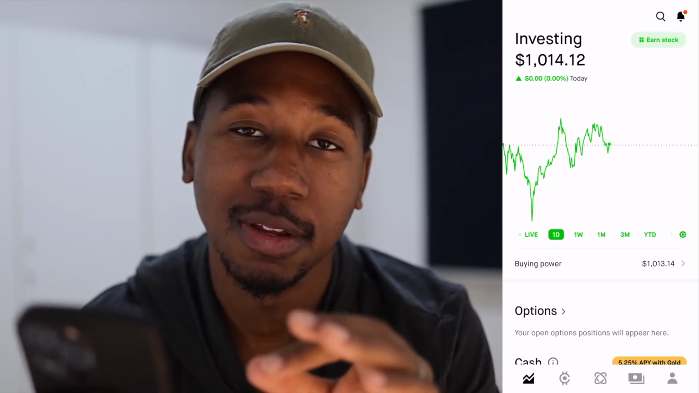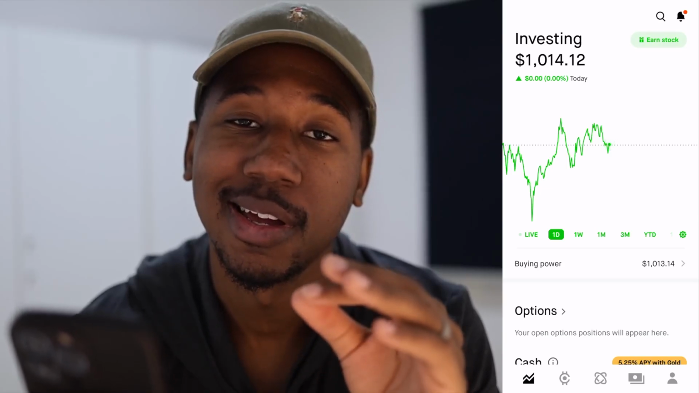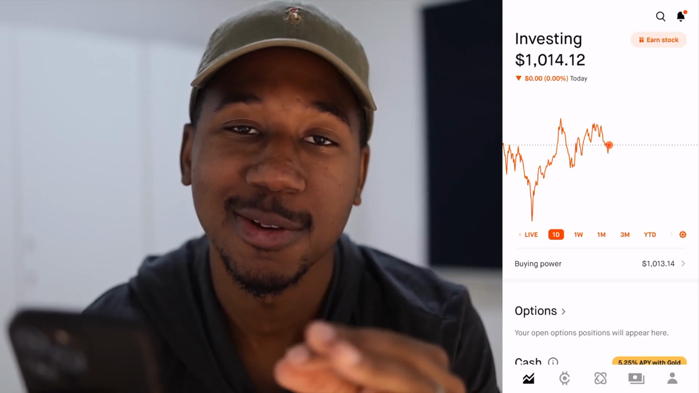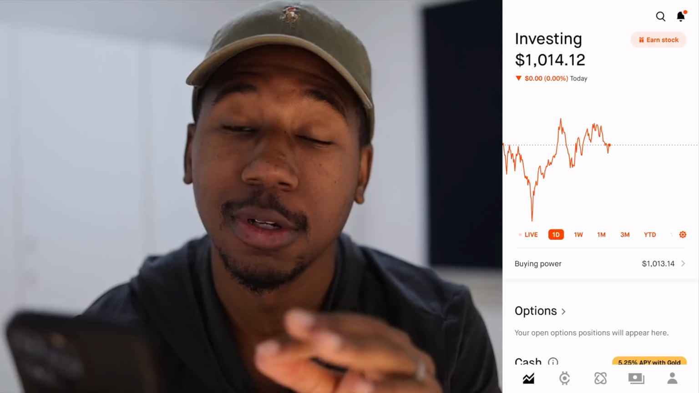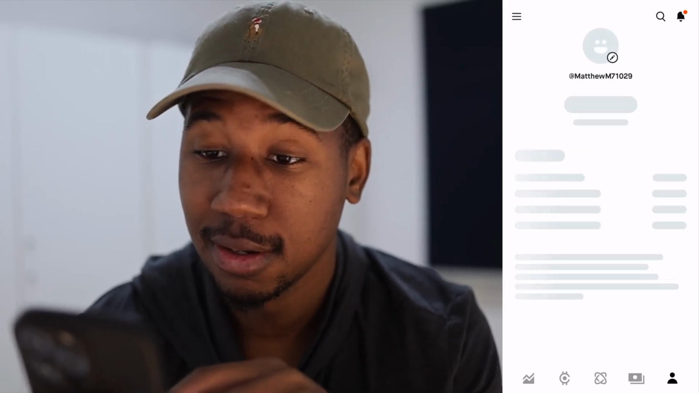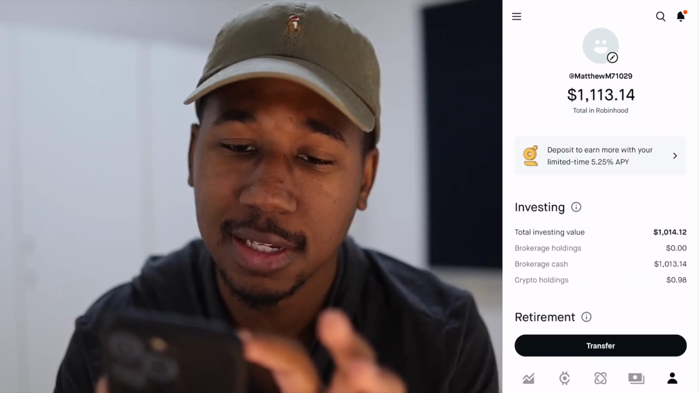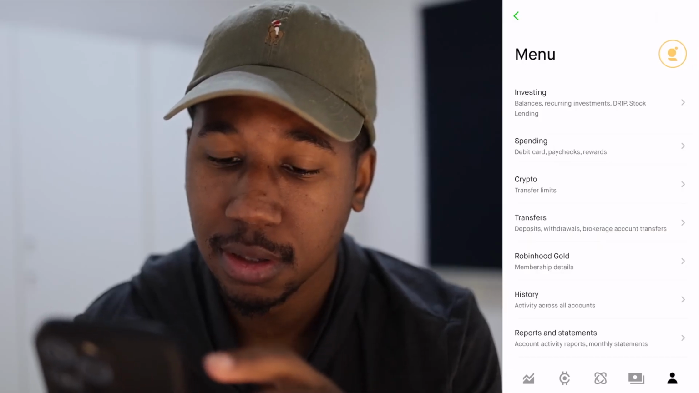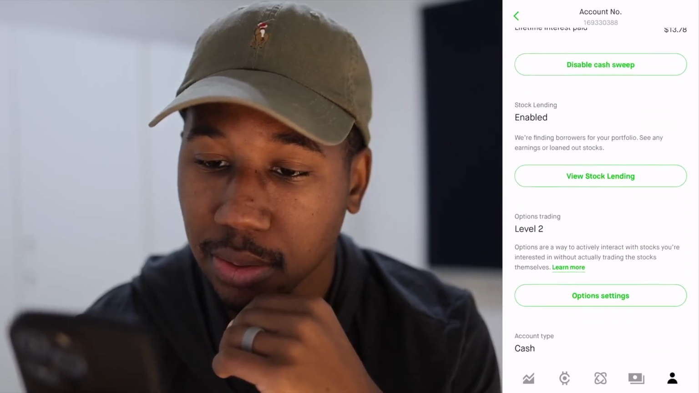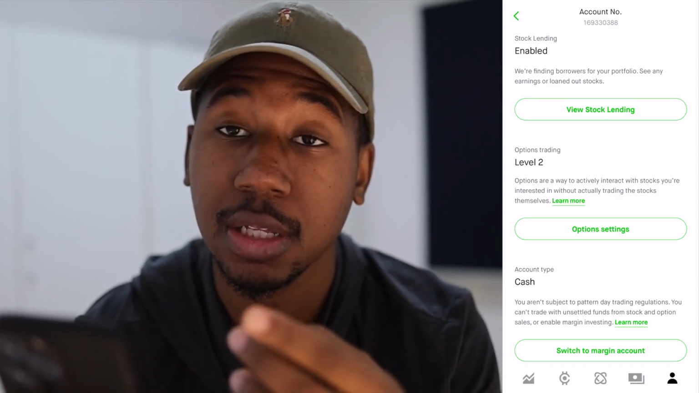All right, so here we are in the Robinhood app, and if you haven't already, the first thing that you're going to want to do is make sure that your account is even set up to trade options. In order to do that, you're going to want to click on this little guy at the bottom right. Click on the three little lines at the top left. Then I believe you go to investing. Scroll down, and right here it says options trading level 2 for me.